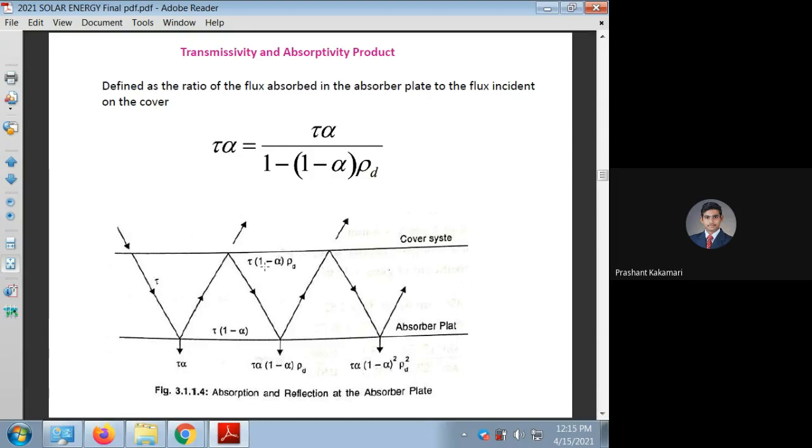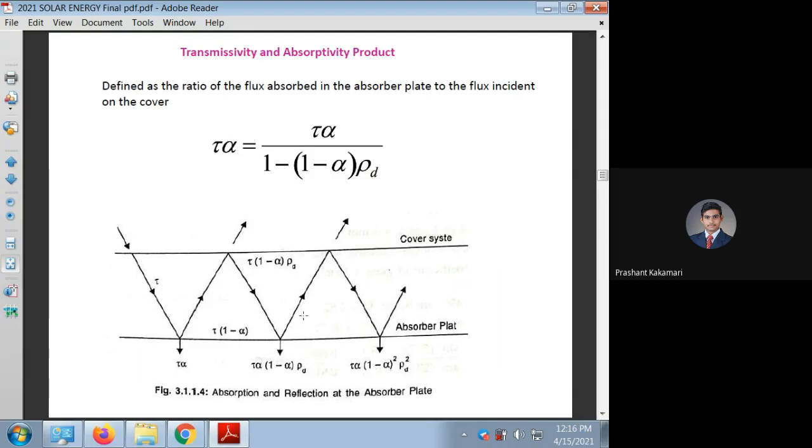Okay. So rho d is what? The diffuse reflectivity of the cover system. From the cover system, this radiation will again be received back at the absorber plate. Now you multiply tau alpha, because alpha is again the radiation absorbed in the glass. After absorption in the glass, this small arrow mark is nothing but alpha, which is absorbed by the glass. Then it is reflected back. Then I can take tau, the transmission, since refraction or reflection is taking place. Then (1 minus alpha) from the glass cover is also multiplied, and rho d is the diffuse reflectivity.